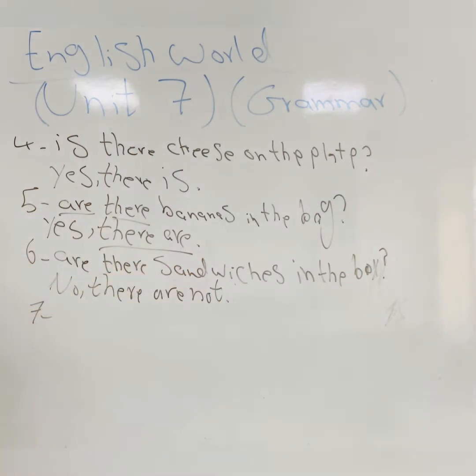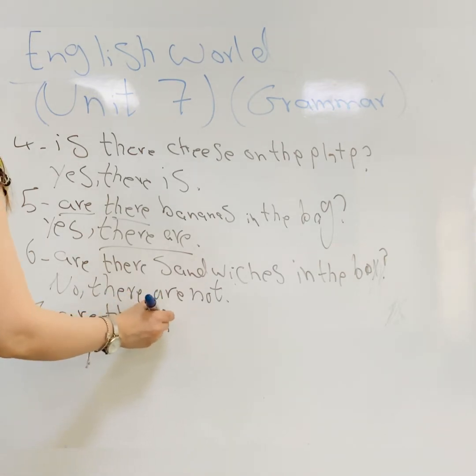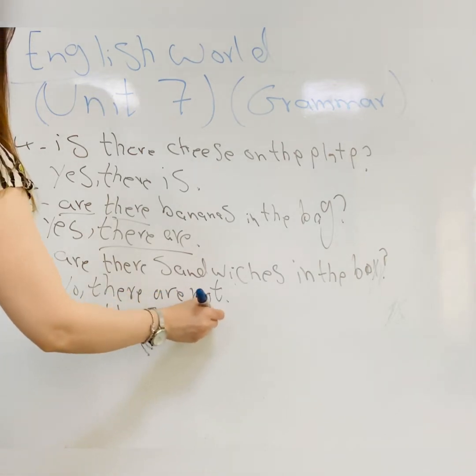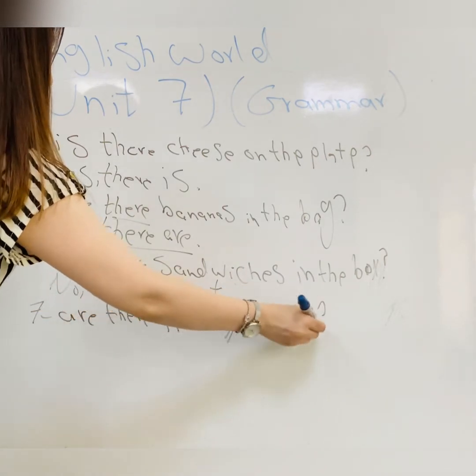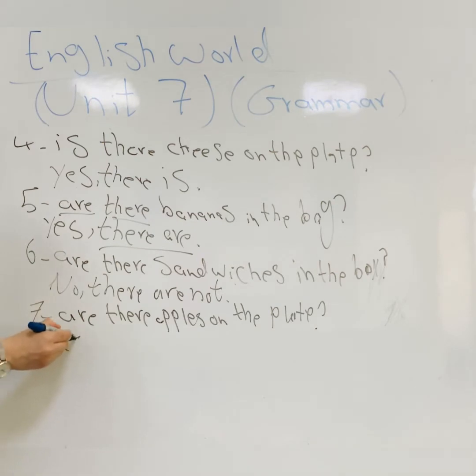It's easy. Number 7, we have a picture. 2 apples are on a plate and it's writing apples, so we have to ask by are there, because we have more than one apple. We say, are there apples on the plate? We say yes, there are, because we can see 2 apples there, so we say yes, there are.